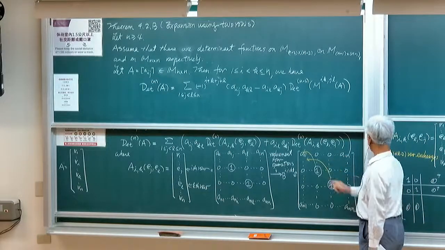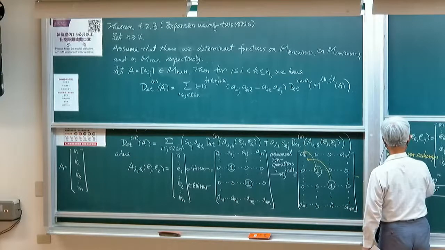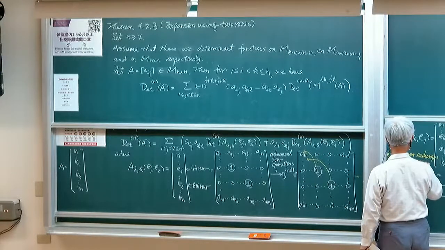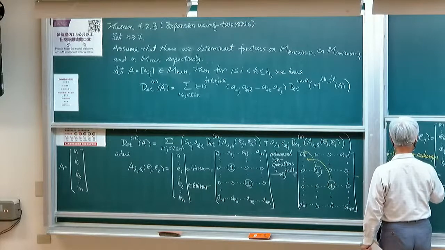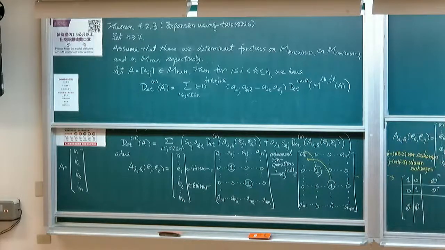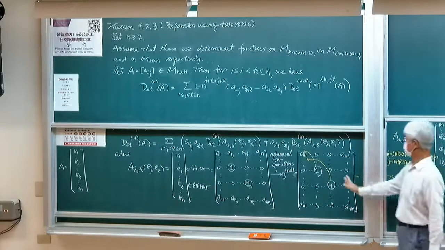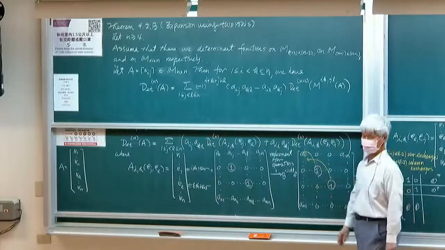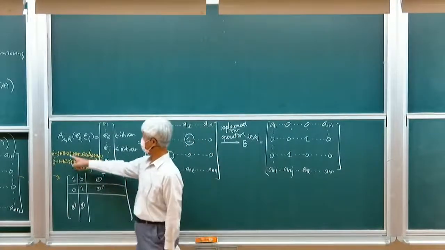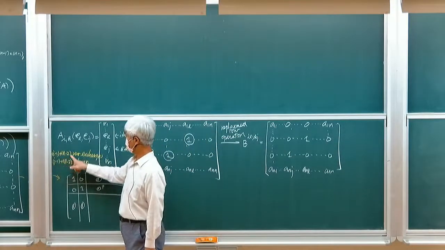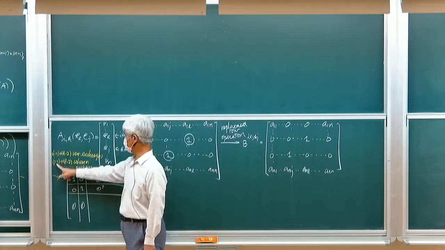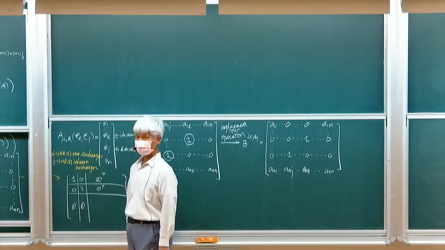You use L minus 2 column exchanges to move this one to this position. So the total number of row exchanges would be I minus 1 plus K minus 2. And the total number of column exchanges would be J minus 1 plus L minus 2.